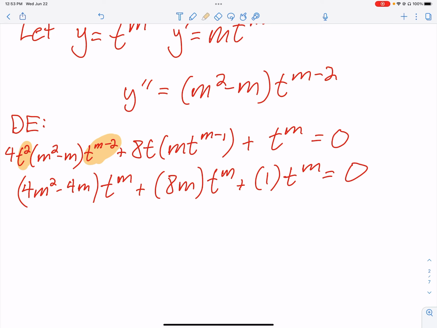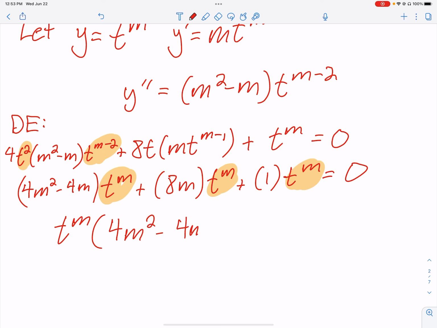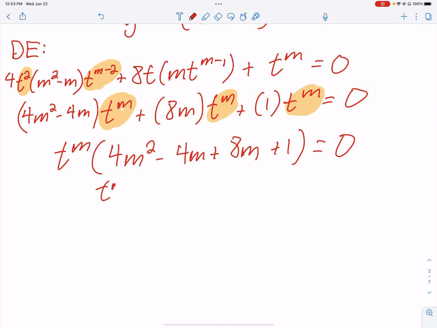Notice every single term here has a t to the m. So that means that I can factor out t to the m. So I got 4m squared minus 4m plus 8m plus 1. That's why I write the 1. A lot of people will forget it there. Okay, this ends up being t to the m, 4m squared plus 4m plus 1 equals 0.